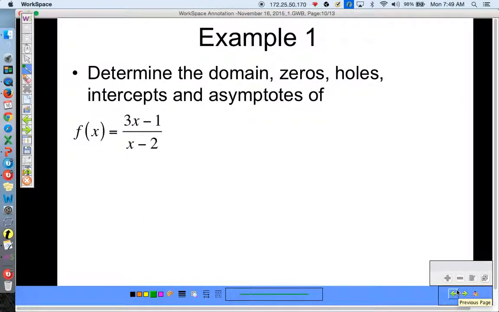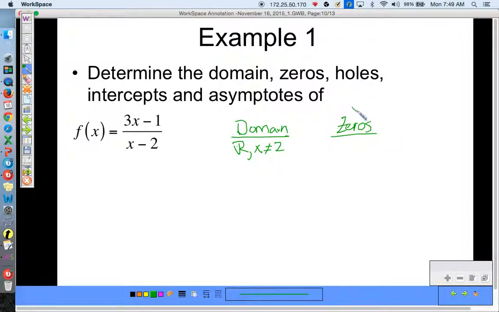So let's take a look at this one, determine all this stuff, and we're going to go through this whole list here, maybe even do more than this. Well, let's see, we can't factor, so what is our domain? Our domain is all reals, except we know x cannot be 2 because that would give us a 0. It's simplified, so let's find our zeros.